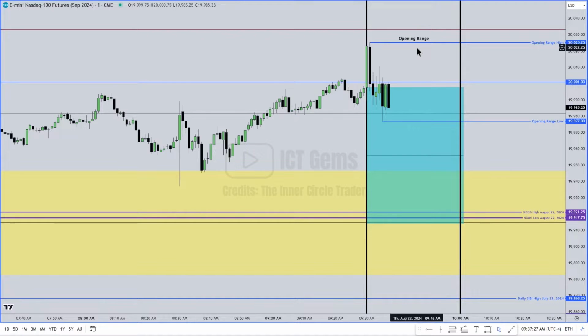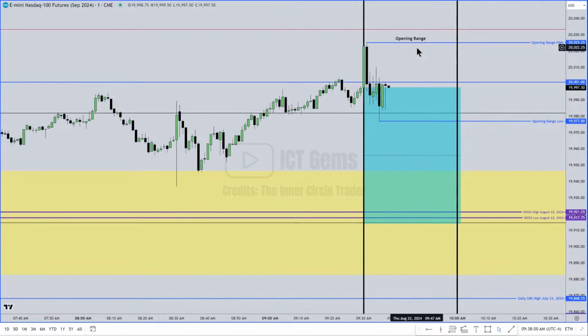So this is our opening range. It's a time period that begins at 9:30 and goes up to 10 o'clock. That is the real opening range. What you're interested in is seeing what this dynamic range in time is doing. What's the highest high and the lowest low?